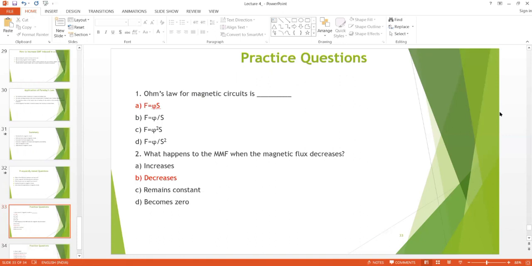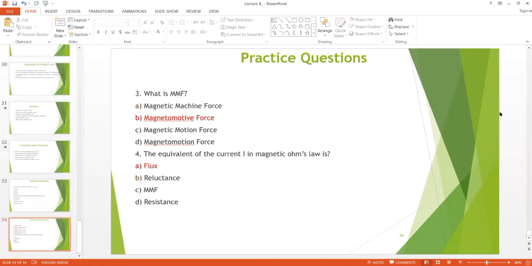What happens to MMF when the magnetic flux decreases? It would also decrease because MMF is equal to N into I. What is MMF? Magnetomotive force. The equivalent of current is nothing but flux. These are some questions that we discussed in the magnetic circuit itself. So any kind of question you have, you can ask me.